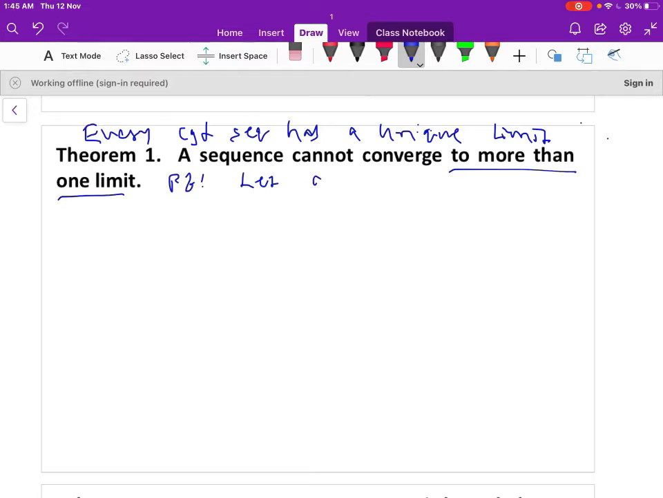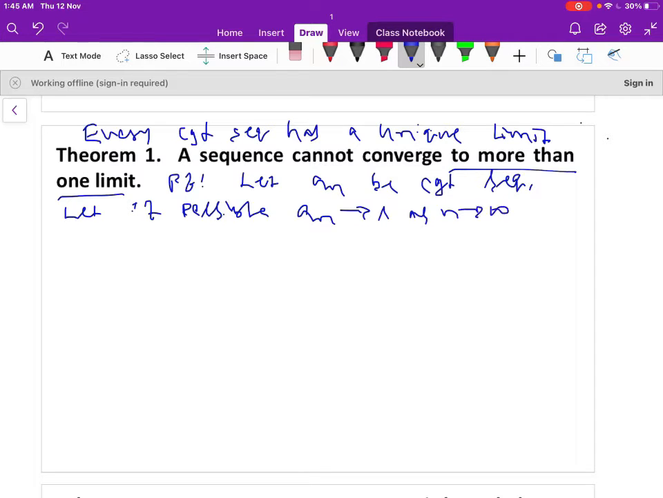Let a_n be a convergent sequence. Let, if possible, a_n converge to L as n tends to infinity, and a_n converge to another limit L dash as n tends to infinity, where L is not equal to L dash.